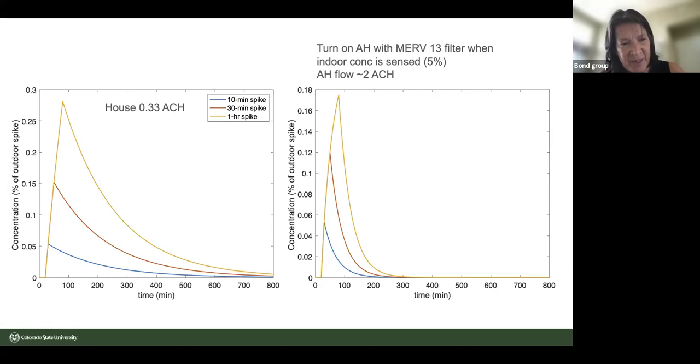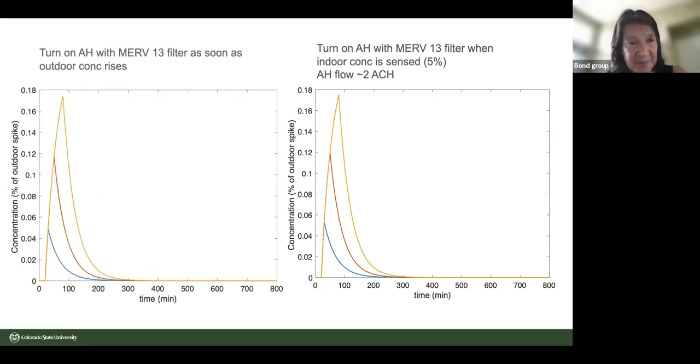And then I'm going to take away the left-hand graph. And this may not be a fair comparison, but my question was, what if we turn it on a little bit earlier, like we could sense it 15 minutes earlier by sensing outside, like Christian is doing. And if you turn it on as soon as the outdoor concentration rises, you see a little bit of a decrease, but you still do get a pretty high peak. So this is not saying that the anticipation doesn't work. It's saying it's not very good in this case.